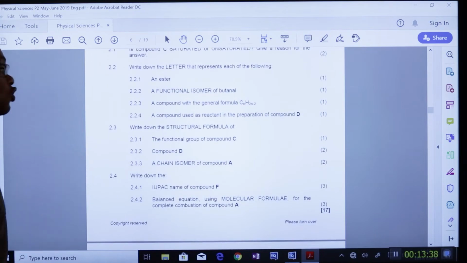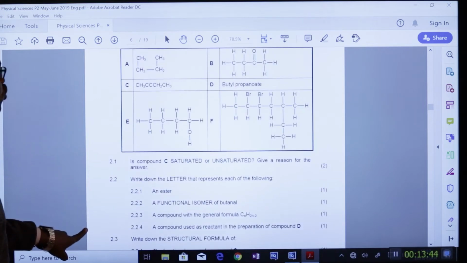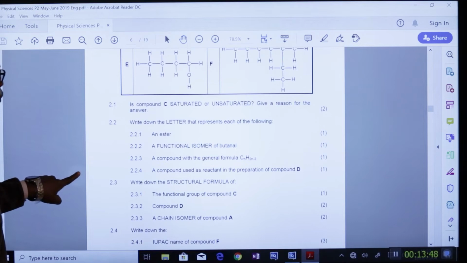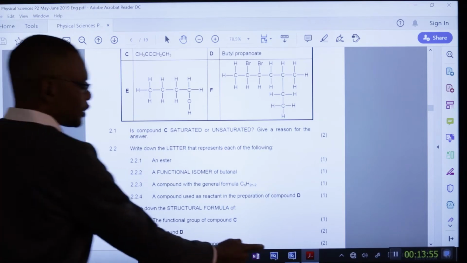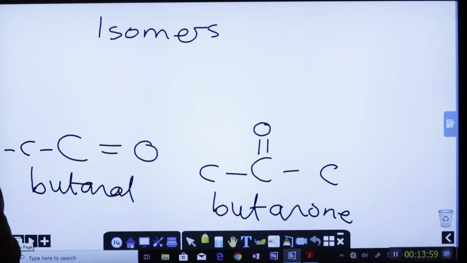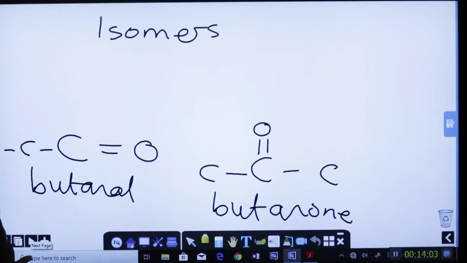He's saying write down the structural formula of the functional group of compound C. The structural formula of the functional group of compound C. It looks like we had already answered this part of the question. If we go back like this, I think I rubbed it off.